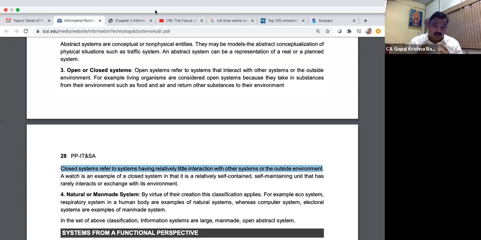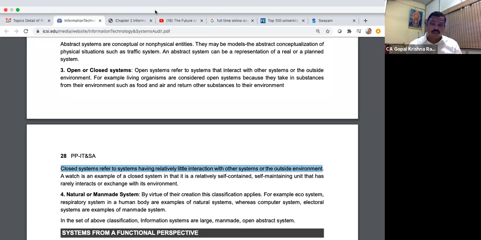So that is why a closed system is very restrictive. Sometimes some of the offices, if you go, they will say, oh, no, your machine, you cannot bring it inside. So all those restrictions they will have. So open system, closed system, you need to understand.